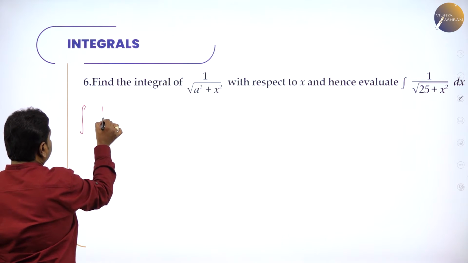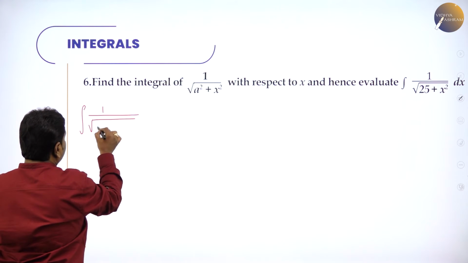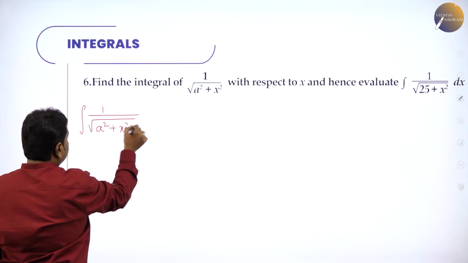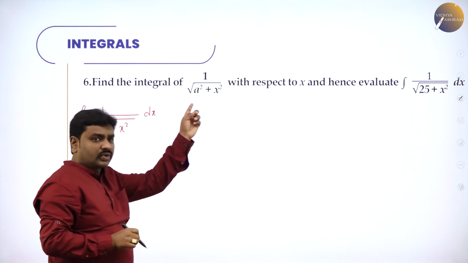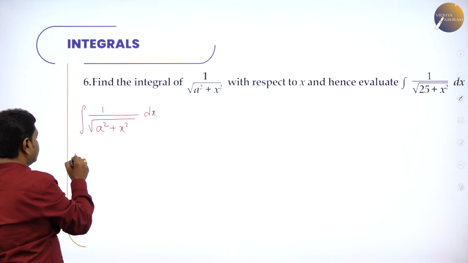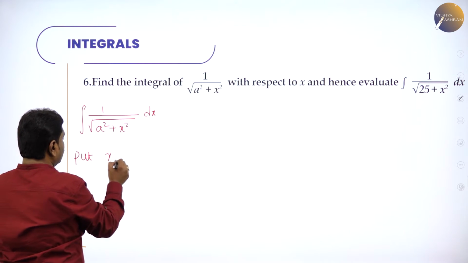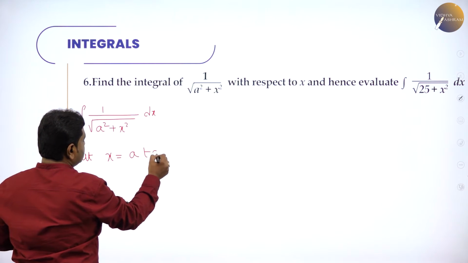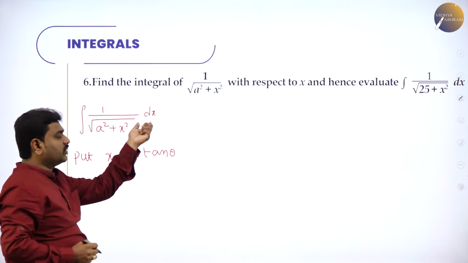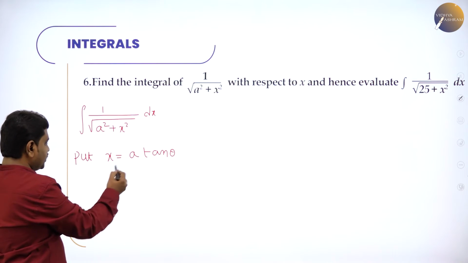So we need integration of 1 by root of a square plus x square dx. So whenever you see a square plus x square, put x as a tan theta. Put x is equal to what? A tan theta. This is a substitution. And get the other part. What is the other part? Dx. So differentiate both sides.